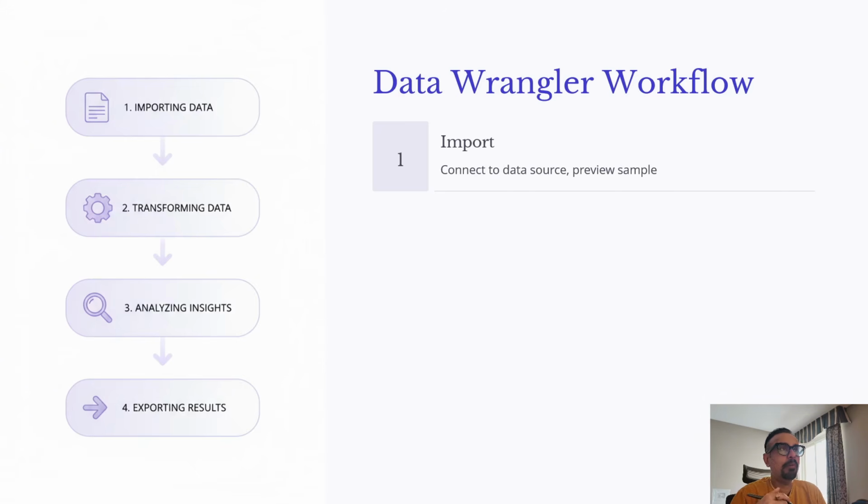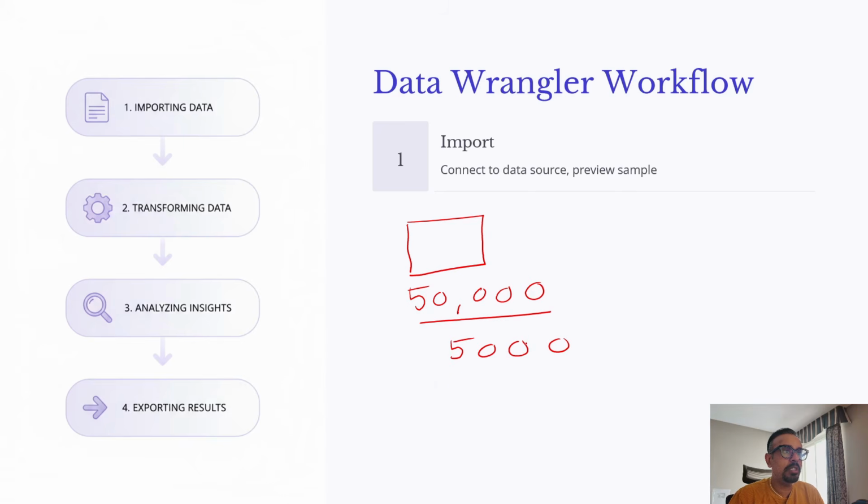So suppose I have a data set which has 50,000 rows. While loading, if I have to do some analysis, I can take a sample. From the 50,000, I can just take a sample of 5,000 or 10,000, and based on that I can start with my analysis.